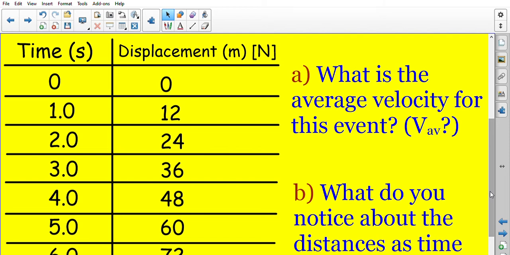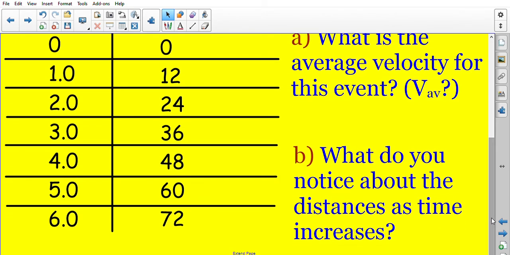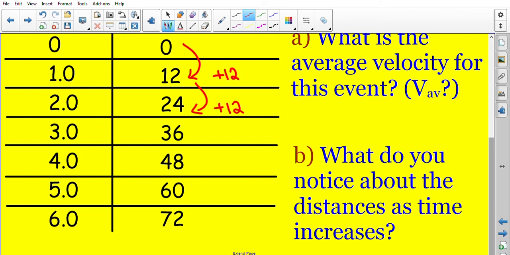in this case, is our distance over our time, displacement over time. So we take 12 and divide it by 1, we'd get 12, or we take 24 and divide it by 2, you get 12, 36 divided by 3, you get 12. So it looks like the speed is staying pretty consistent at 12. And so it's saying, what do you notice about the distances as the time increases? Well, in each increment going here, it looks like it's just going plus 12 every time, right? As the pattern tends to continue the whole way down.